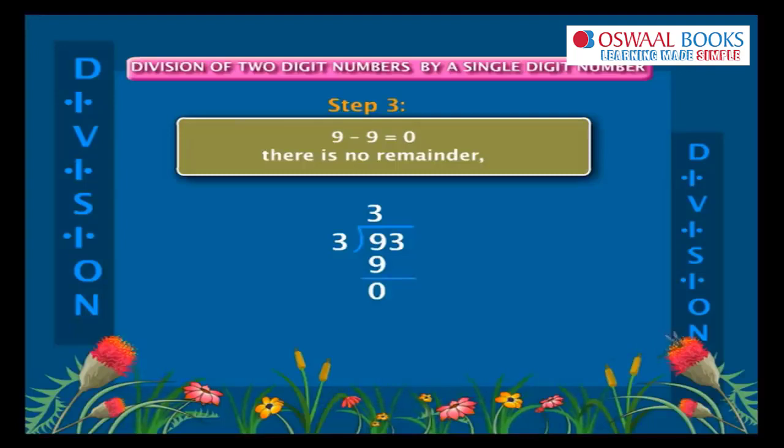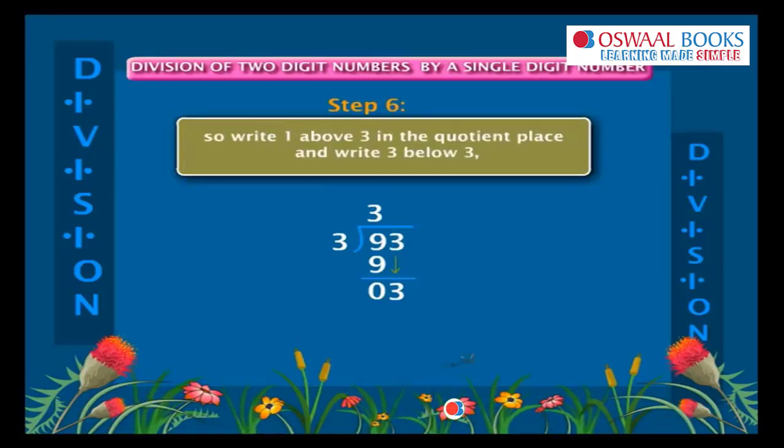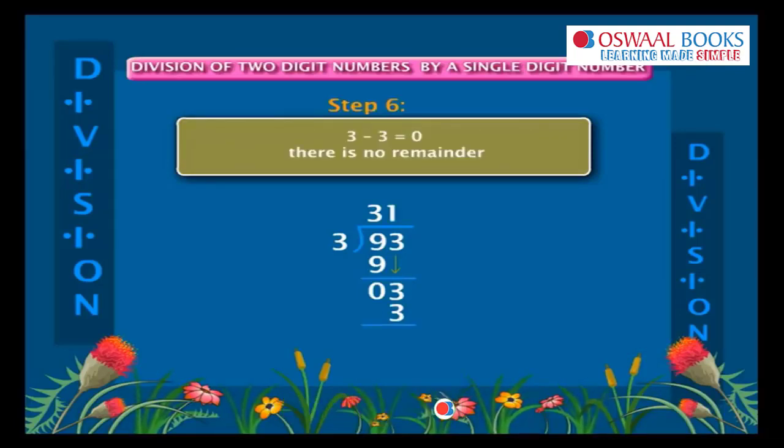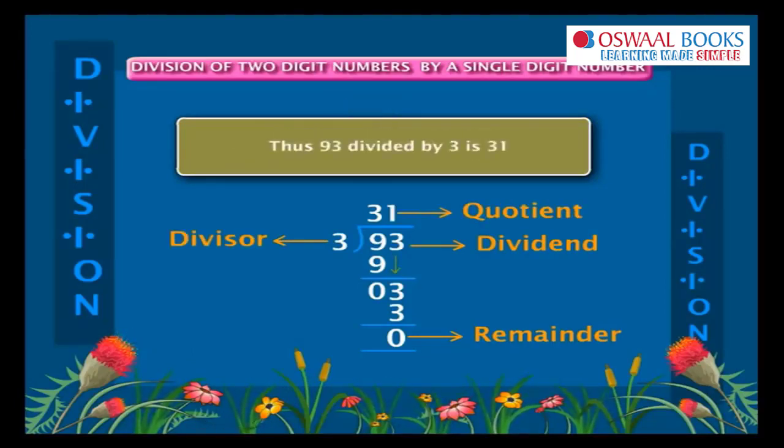There is no remainder. Now the left out number in the dividend is 3. Bring it below next to 0. Recite the 3 tables again. 3 into 1 is equal to 3. 3 goes in 3 one time. So write 1 above 3 in the quotient place and write 3 below 3. 3 minus 3 is equal to 0. There is no remainder. Here the dividend is 93. Divisor is 3 and the quotient is 31. Thus 93 divided by 3 is 31.